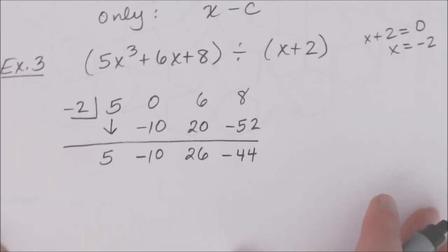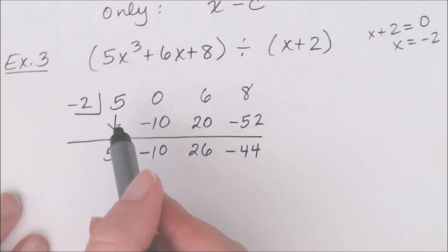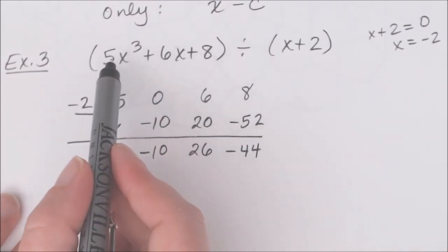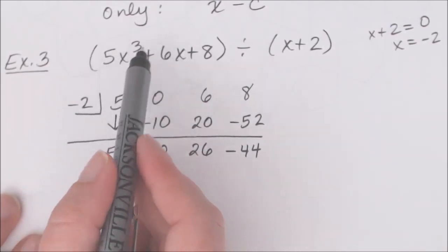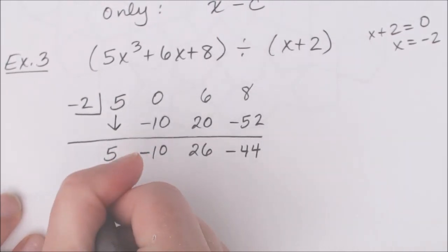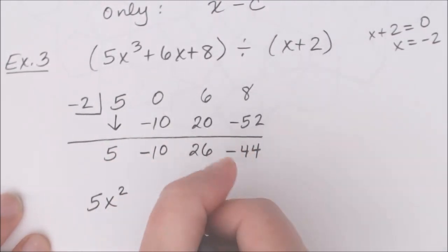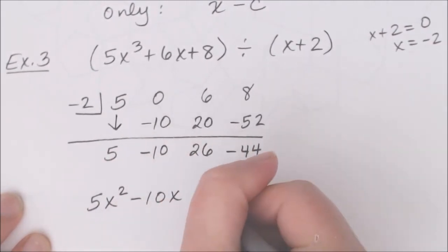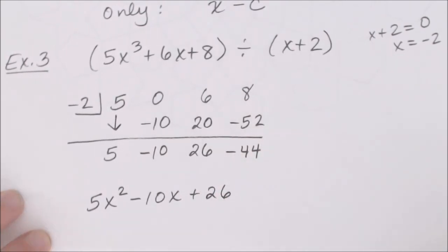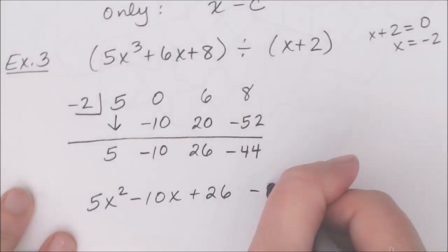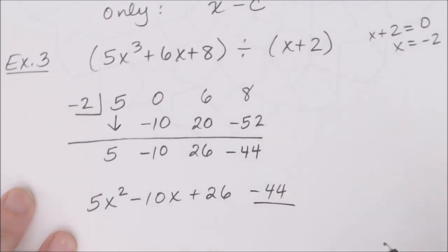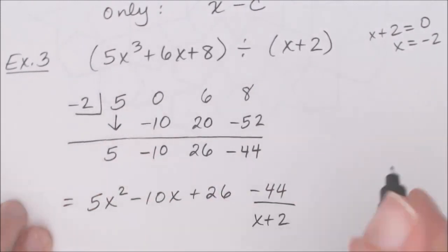So the actual quotient, we write it out. It's 1 degree lower. So if we were dividing 5x cubed, this is going to be 5x squared. And then minus 10x plus 26. And then we're going to put negative 44 over what we were dividing by, which was x plus 2. And that's our final answer.